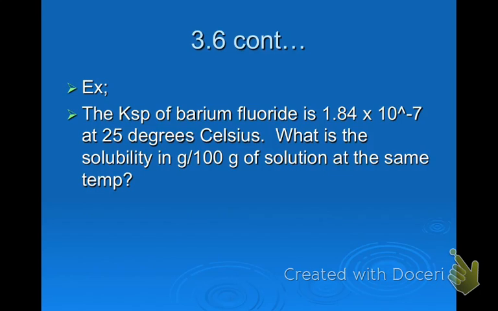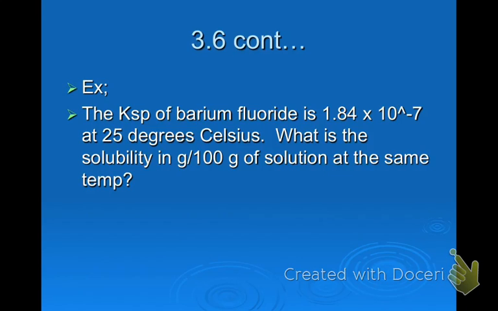Okay, so here's our example. It says the Ksp of barium fluoride is 1.84 times 10 to the negative 7th. And again, it's specifying the temperature, but it doesn't factor into our calculations. Just know that it will be different if it's at a different temperature. What is the solubility in grams per 100 grams of solution at the same temperature?